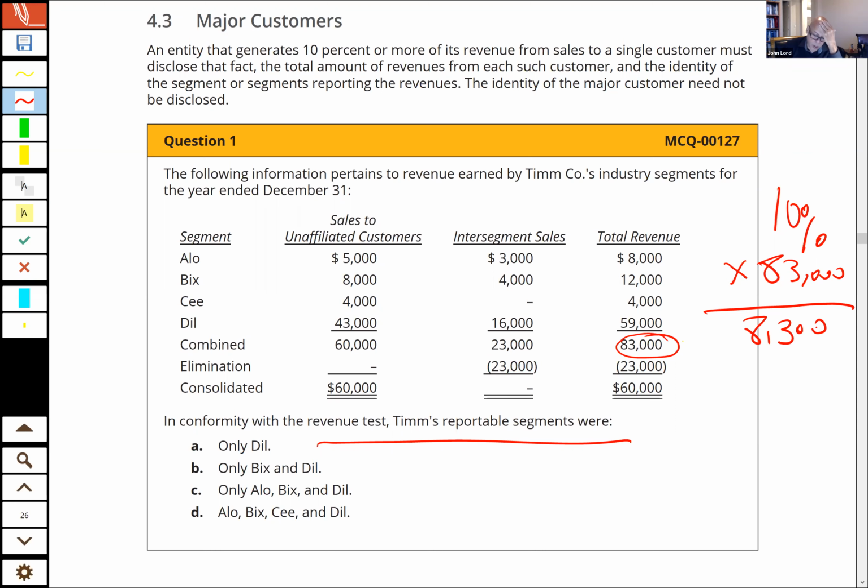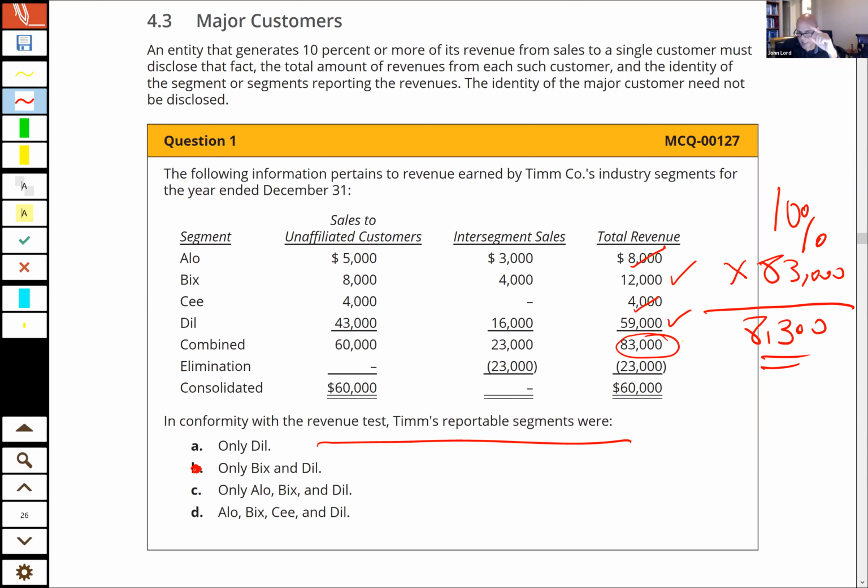right? So does Allo exceed 8,300? Yes or no? No. Oh, good. Does Bix? Yes. Bix does. Does C? No. No. But what? Dill does. Okay. So my what? My reportable segments are Bix and Dill. Choice B. But do I have enough segments?